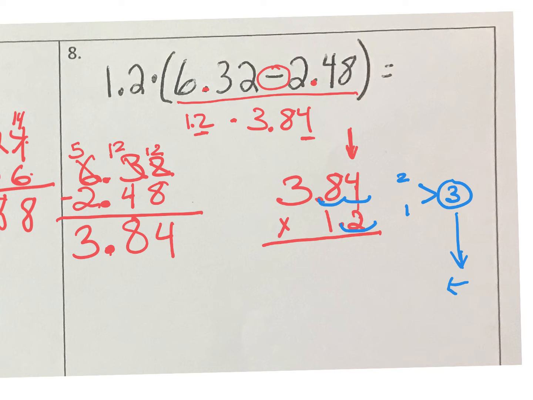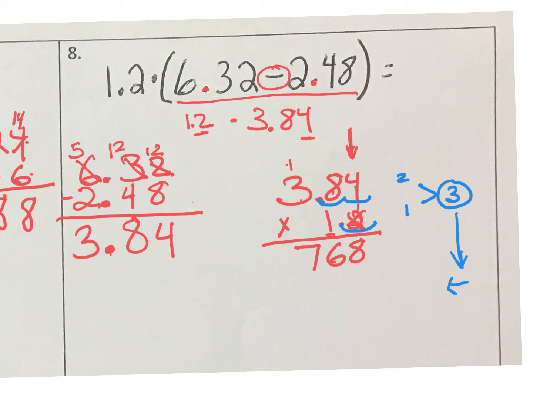But now that I've done that, let's just go to the multiplication. 2 times 4 is 8. 2 times 8 is 16. 2 times 3 is 6, plus 1 is 7. Okay, I'm done with that 2. Now I come over to this 1.